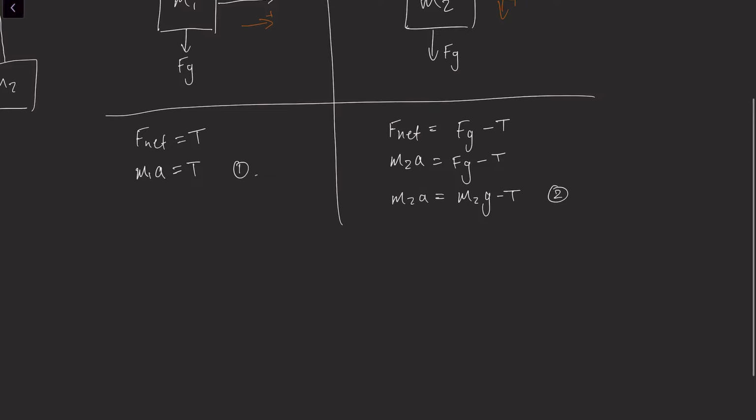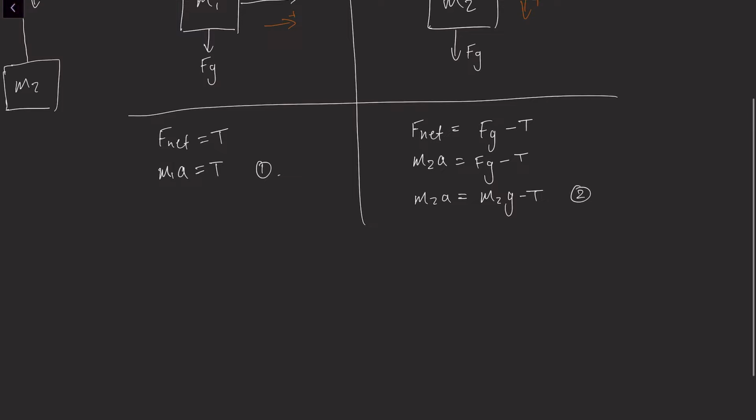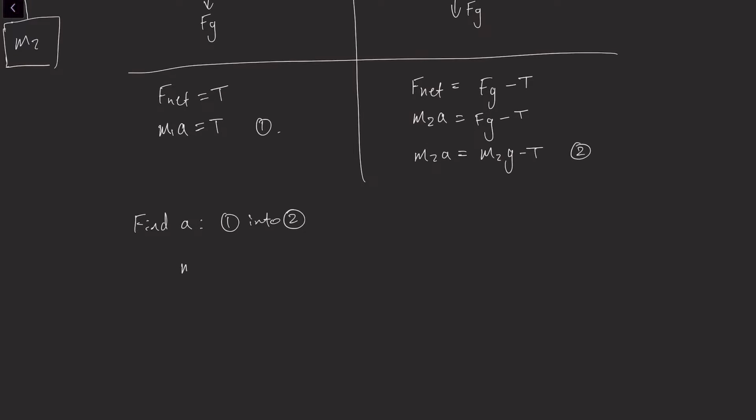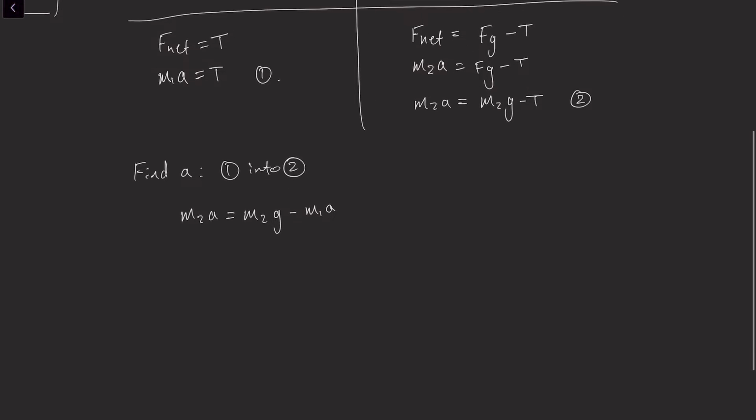So now we've got two equations. Let's substitute equation 1 into equation 2 in order to solve for A, which of course is acceleration. So equation 2, m2a equals m2g minus T. From equation 1, we know T is equal to m1a. So let's substitute that one in. Good. Now we rearrange to get A onto one side. m2a is equal to m2g minus m1a.